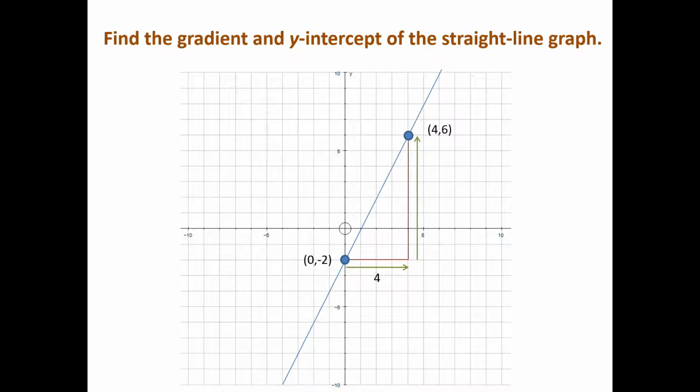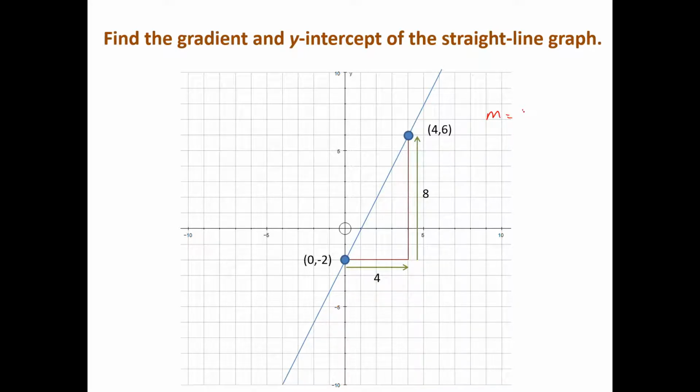So we are going from 0 to 4 in the x direction. So that's a change of 4. And in the y direction, we're going from -2 to 6. So that's a change of 8 in the y direction. And so the gradient is the change in y over the change in x.